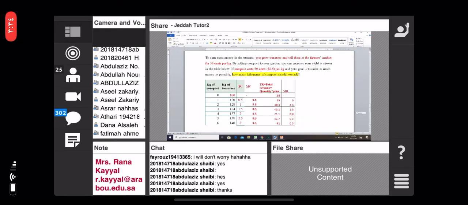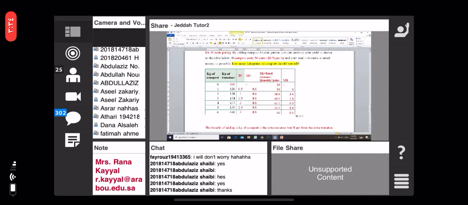Okay, the question was... we still did not answer the question. The question said: how many kilograms of compost should you add? How much I should add comes back, as I told you, to economics. My decision should be based on the cost-benefit principle, comparing the marginal benefit with the marginal cost. We agreed in chapter 6 that price equals marginal revenue, which equals marginal benefit.